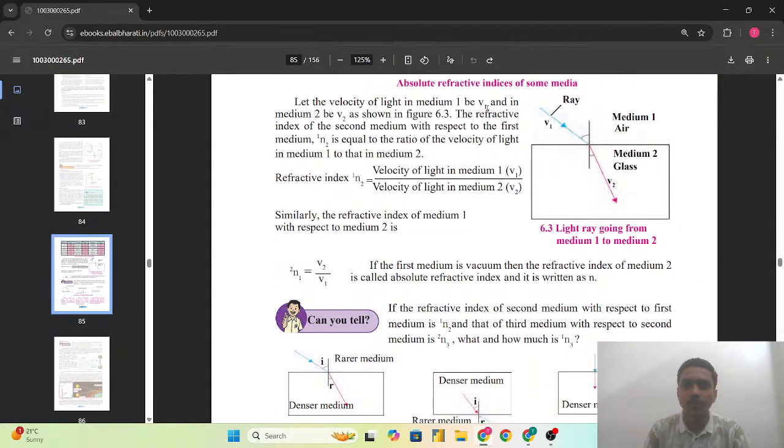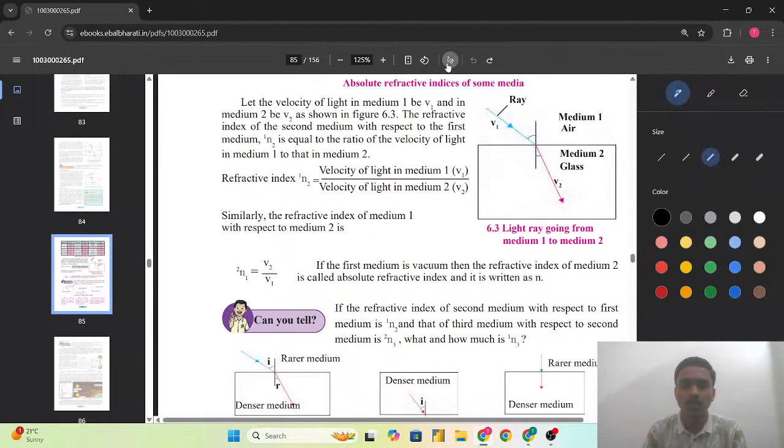Let the velocity of the light in medium 1 be v1 and in medium 2 be v2, as shown in figure 6.3. Refractive index of the second medium with respect to the first medium, n21. The mistake that happens here is in the notation of the refractive index. So what we have to keep in mind is the refractive index of the second medium with respect to the first medium. Meaning how to write it: refractive index, that is n, of the second medium with respect to the first.